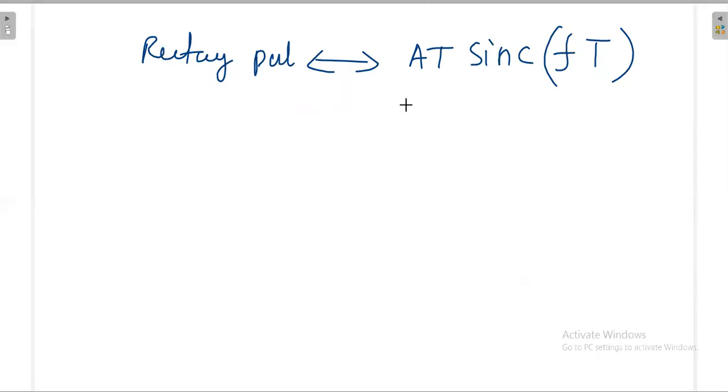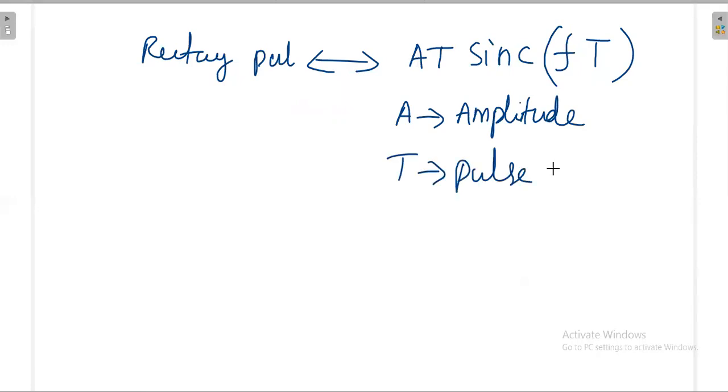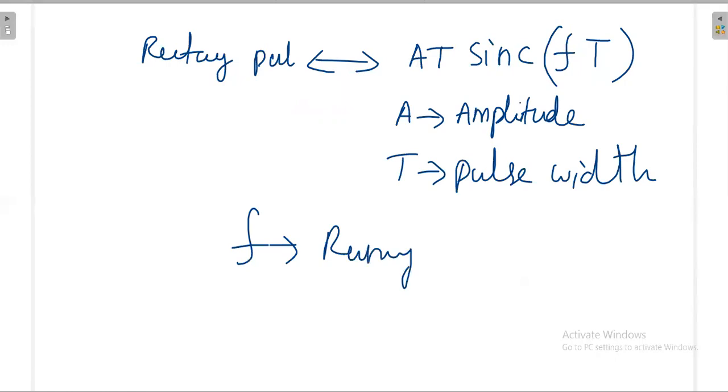Again, the remaining terms are constant. A is the amplitude, the maximum amplitude of the signal in the time domain. T is the pulse width in the time domain. And f is what? The running variable in the frequency domain.